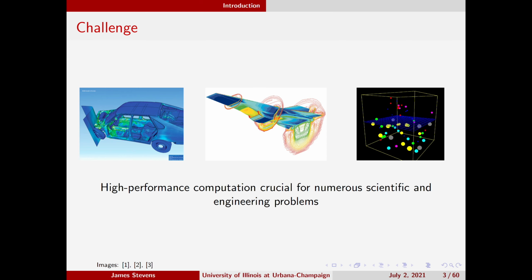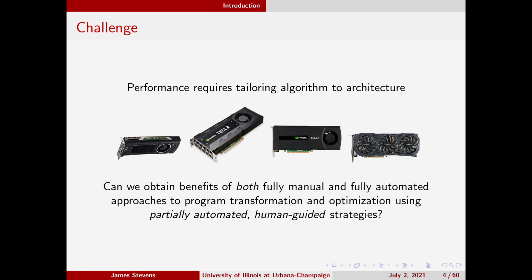High-performance computing is essential for solving lots of problems in science and engineering. One thing that makes this challenging is that the computing landscape includes widely varying, changing architectures, in particular coprocessors like GPUs. Manually optimizing programs is slow and error-prone, and fully automated systems don't reliably match the performance of hand-tuned code. So, a question underlying all of this work is, can we obtain benefits of both fully manual and fully automated approaches to program transformation and optimization using partially automated human-guided strategies?